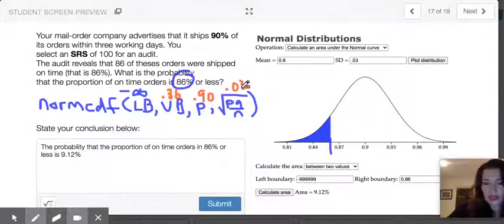When you take that area, that is going to equal this shaded region right here, which is 9.12%. Then you always answer the question in a complete sentence by saying the probability that the proportion of on-time orders is 86% or less is 9.12%. And that pretty much concludes the problem.